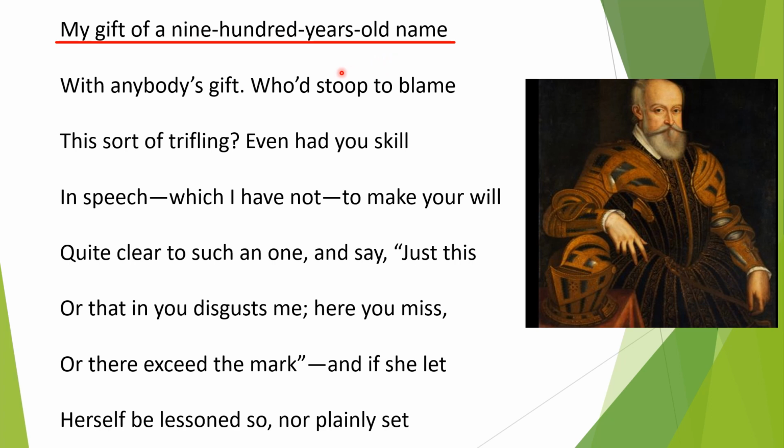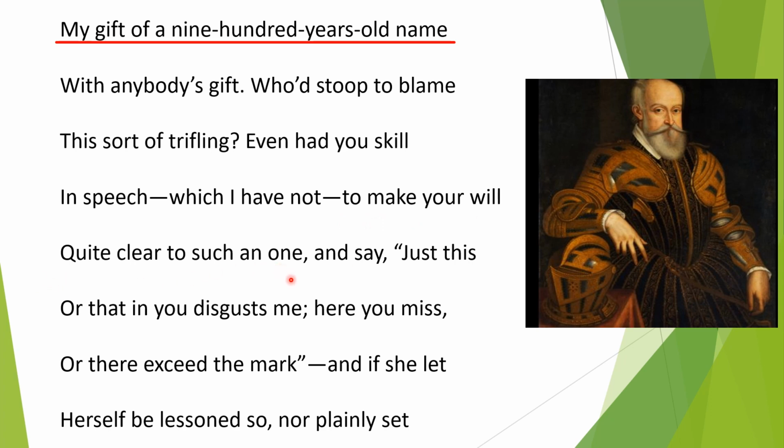She is welcomed into my family, and along with this great, prestigious award, he says. "My gift of a 900 years old name with anybody's gift." So a bunch of cherries was equal with this 900 years old name. "Who'd stoop to blame this sort of trifling?" Okay, I don't want to blame, because this is a small thing for me, a trifling. "Even had you skill in speech, which I have not, to make your will quite clear to such an one."